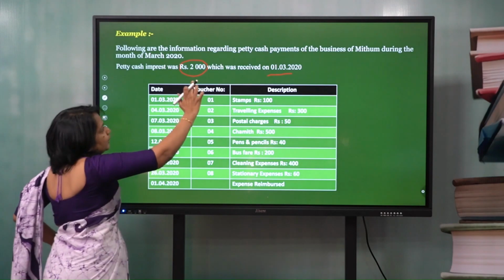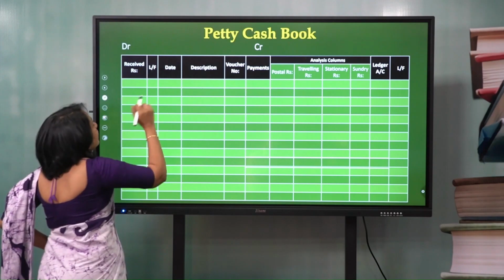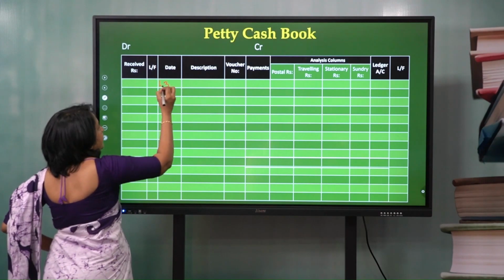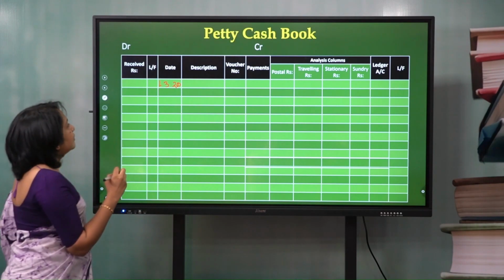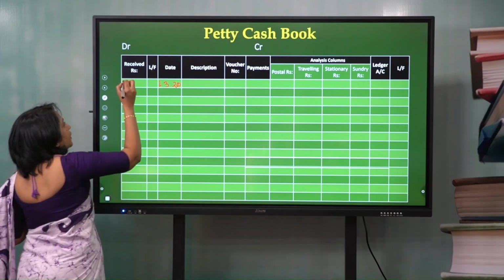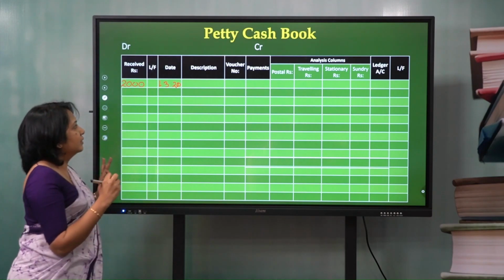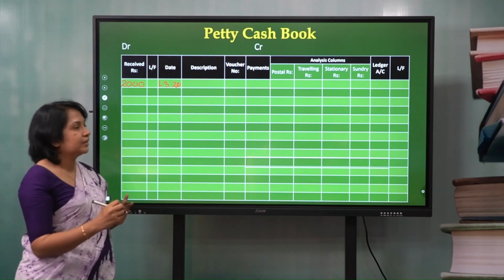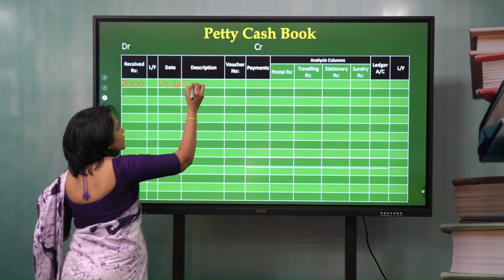First one, imprest that is received on 1st of March. So we'll see how we can record that. That happened on 1st March 2020. That is the date, and receipt of cash we have to record on the debit side. So we have to write 2000 rupees in this column, that is on the debit side. And under the description column we have to record the name of the other relevant account, that is cash book. So we record here cash book.